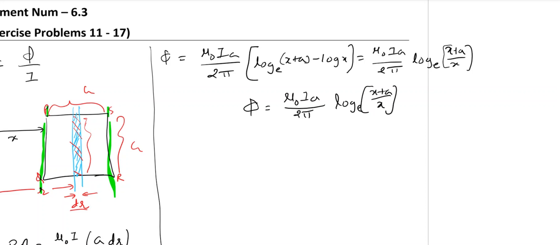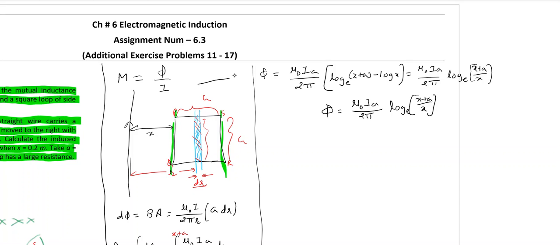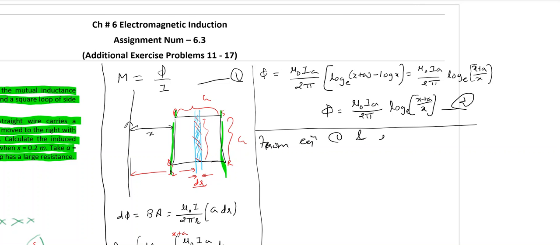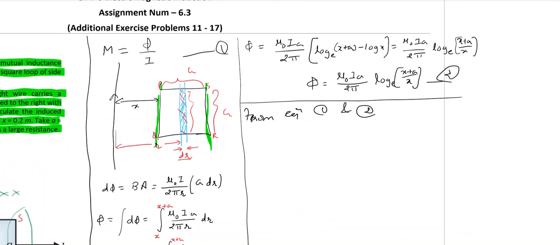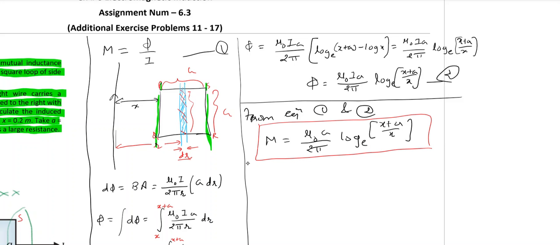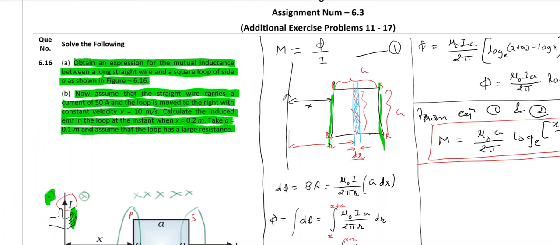And then if we look at the formula of mutual inductance, if this is equation 1, from equations 1 and 2, we get M is equal to mu 0 a by 2 pi log of x plus a by x to the base e. So this is the mutual inductance of this system of square loop and straight wire. That is the answer of part A.